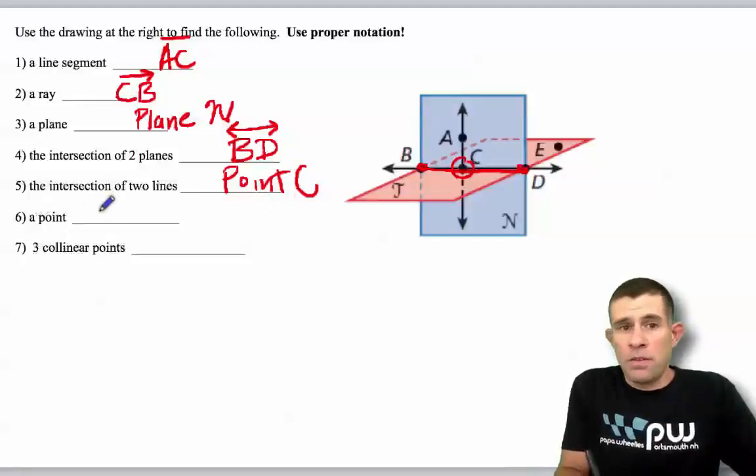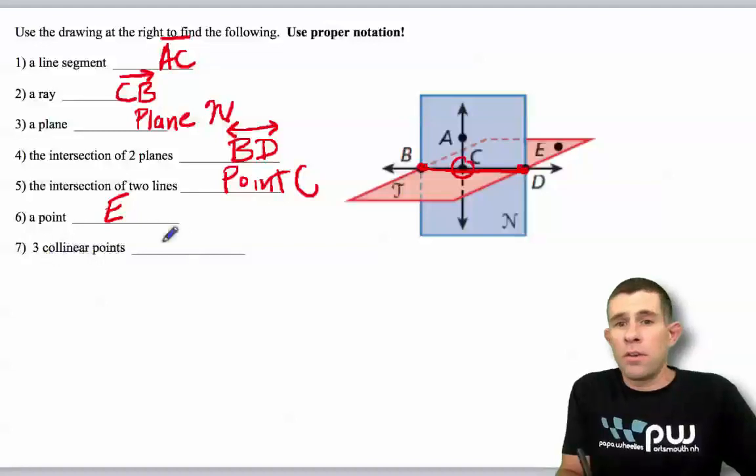Finally, I'm going to pick a point. Doesn't matter which point I pick. I'm going to pick point E. And then I want 3 collinear points. So let's choose B, C, and D.